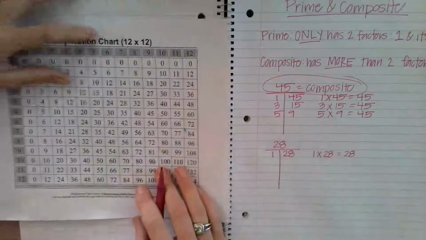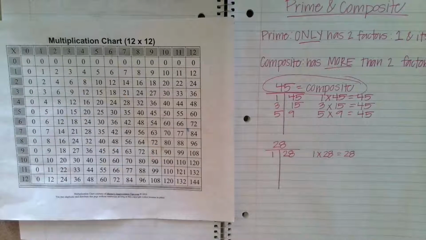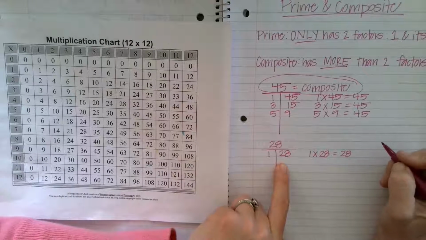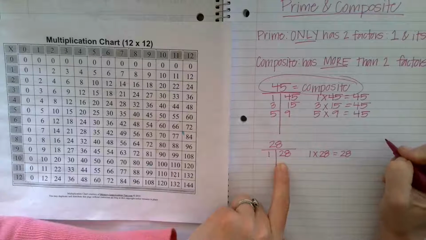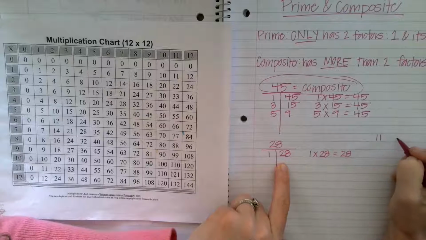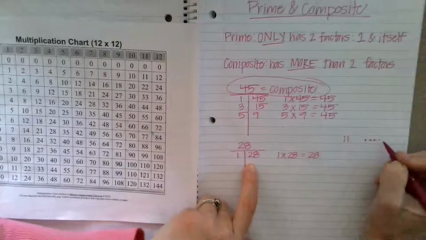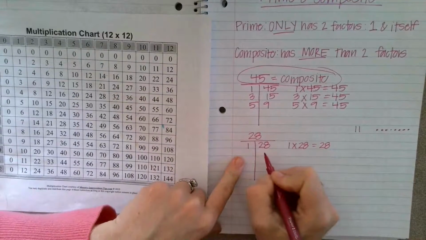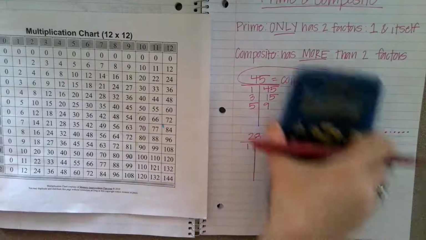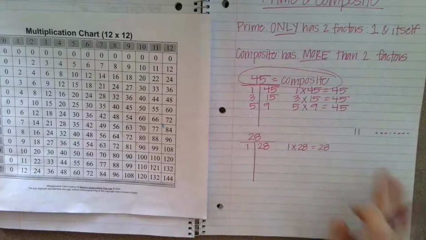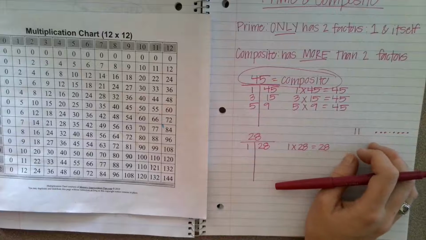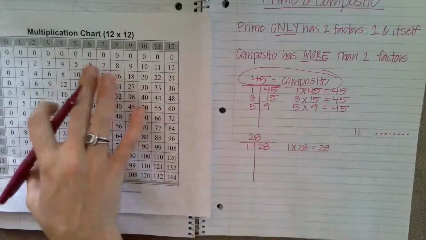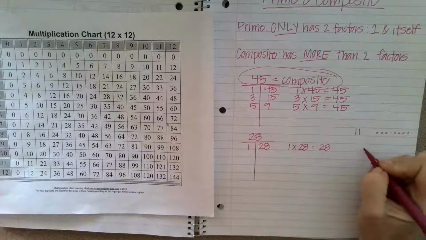Now, if I don't have a calculator nearby, I might have to divide 28 by 2 because that's the next number I need to do. So, I could do 1, 2, 1, 2, 3, 4, 5, 6, 7, 8. Now, I could decide if 2 went into 28 by using a calculator. If I don't have a calculator, I might need to draw it out. I have not taught you longhand division yet, so that's why I'm doing it this way. Okay, I could also use my multiplication chart, but let's see. So I'm going to divide by 2.